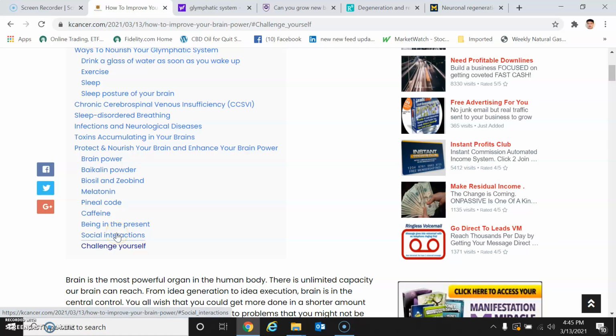Social interaction and challenging yourself. That means your brain needs more exercise. The brain cells will increase just like when we build up muscle. If you use them more, these brain cells can be increased. I'm going to talk about this later.